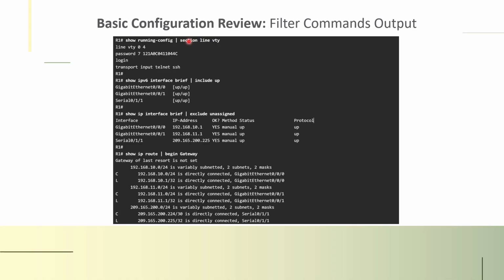So we are getting information only about the virtual terminal line. With include, all output lines that match the filtering expression are shown, as here. So we are looking for all the IPv6 interfaces that are up. With exclude, we exclude all output lines that match the filtering expression, like here where we are showing ip interface brief excluding unassigned.